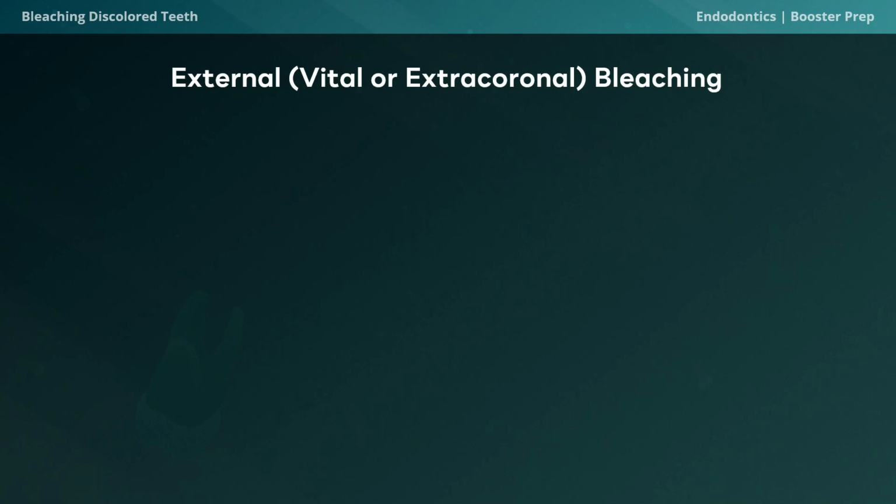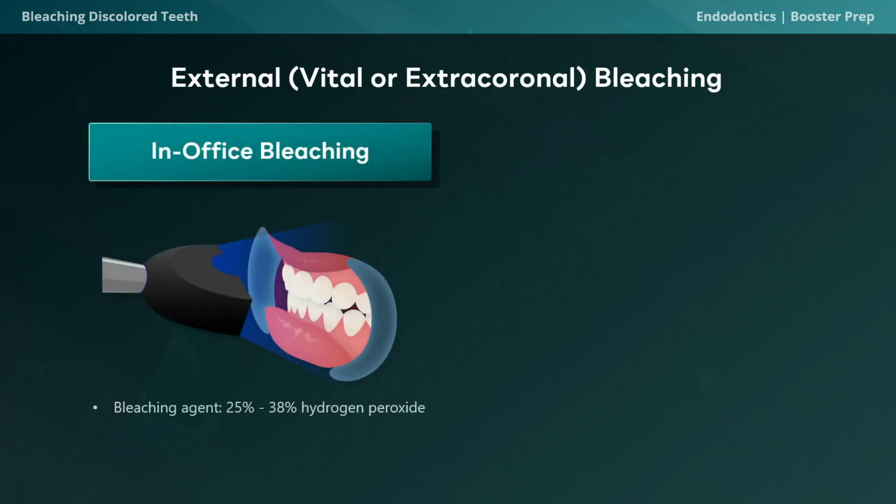Our patients also have the choice of performing the bleaching in the dental office or at the comfort of their homes. For the in-office bleaching approach, we use hydrogen peroxide gels with a concentration of about 25 or 38%. It's a bit of a balancing act. Higher concentrations can yield quicker results, but they also bring a higher risk of soft tissue damage.